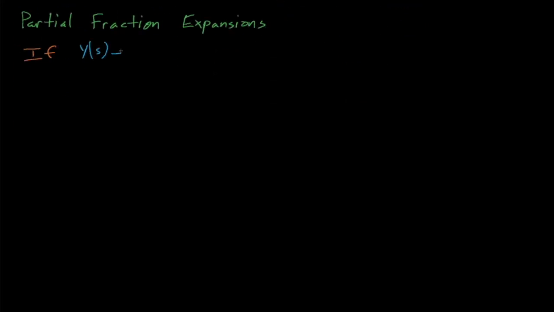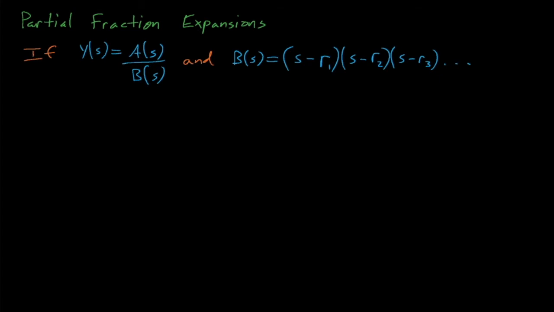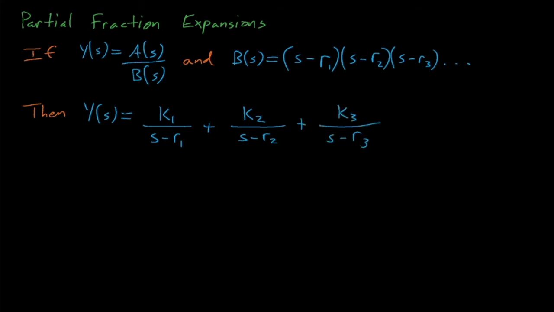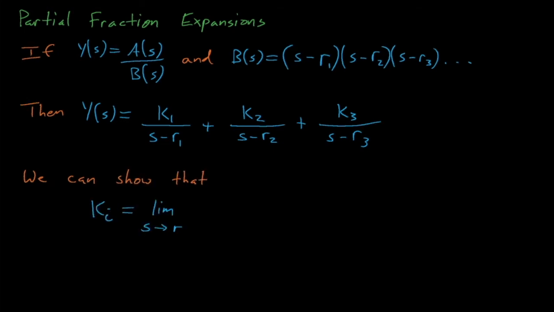Let's assume that y of s is equal to some polynomial as a function of s, a of s, for example, divided by another polynomial, b of s, where b of s is equal to s minus some root r1 times s minus the root r2, etc. If a does not contain any higher powers of s than b, then we can recast y of s as some constant k1 over s minus r1 plus another constant k2 over s minus r2 plus k3 over s minus r3, etc. We can easily show that any of these ki constants is equal to the limit as s approaches ri of s minus the root ri times y of s.